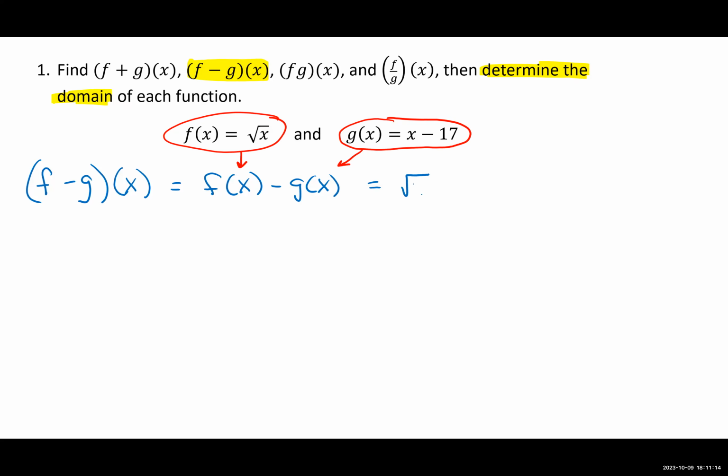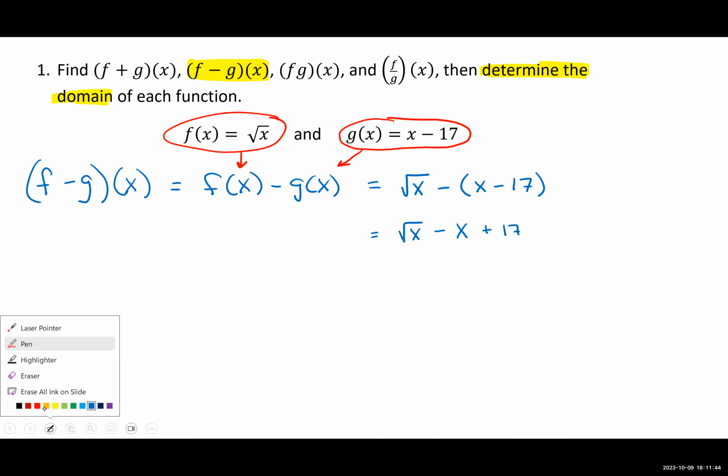So with the first problem, I threw in those parentheses, even though they weren't necessary. It's just good habit. In this problem, the parentheses are actually necessary because we're subtracting all of the g function, right? This is the g function, the x minus 17. So we have to subtract both of those terms. So that's going to give us the square root of x minus x plus 17. Just be careful with your signs.